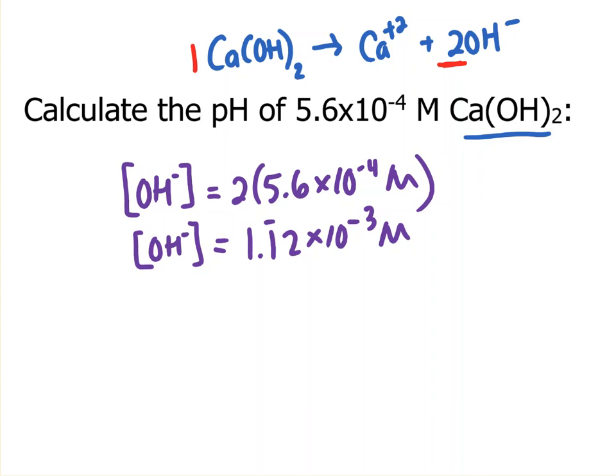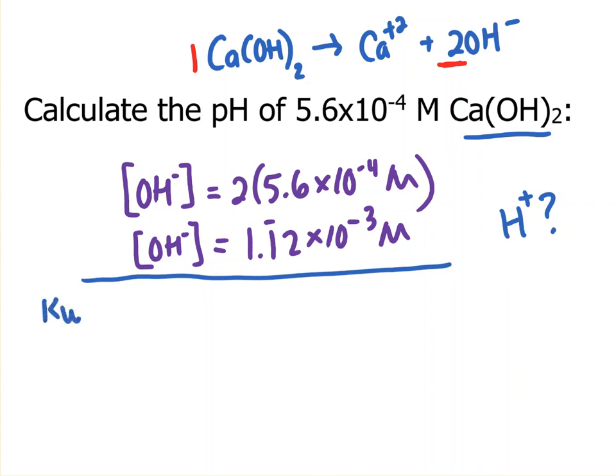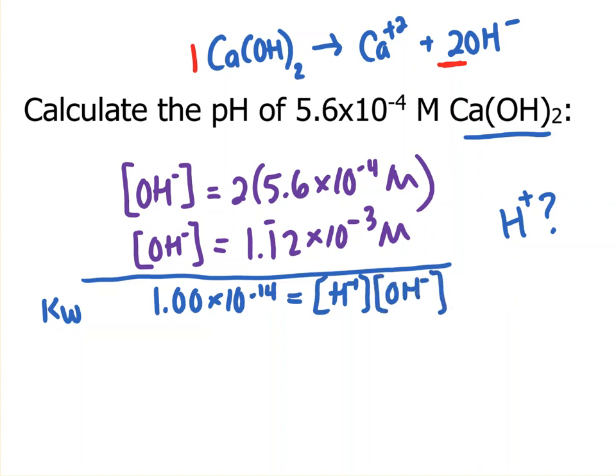Well, to get pH, we need to know the hydrogen ion concentration, not the hydroxide. But we have a way to get between those two. We know that we're going to use the Kw. We know that for aqueous solutions, this is always true, assuming 25 degrees C. It changes a little bit with temperature because it is an equilibrium constant. So we can plug into this.